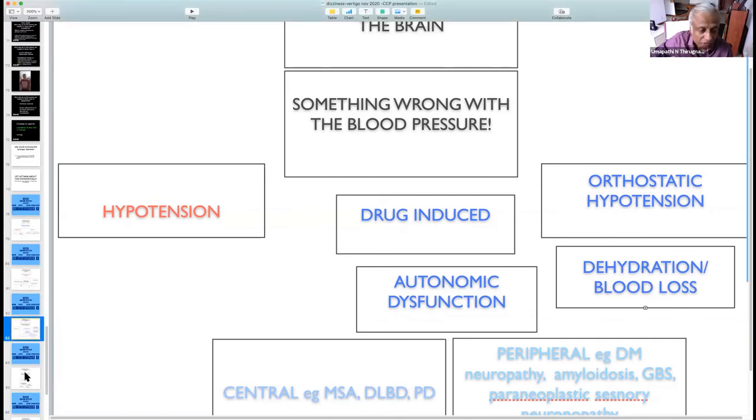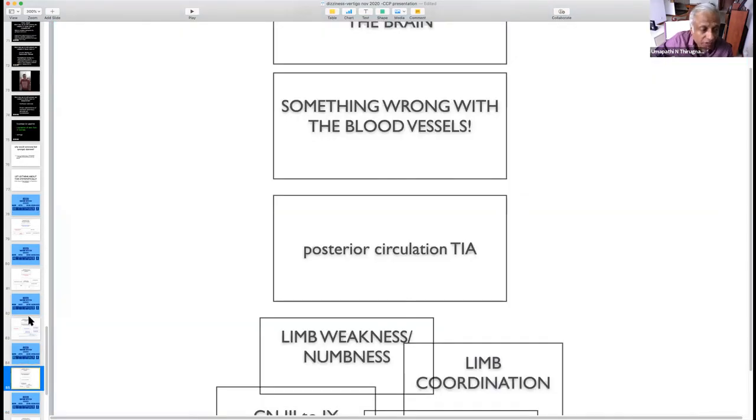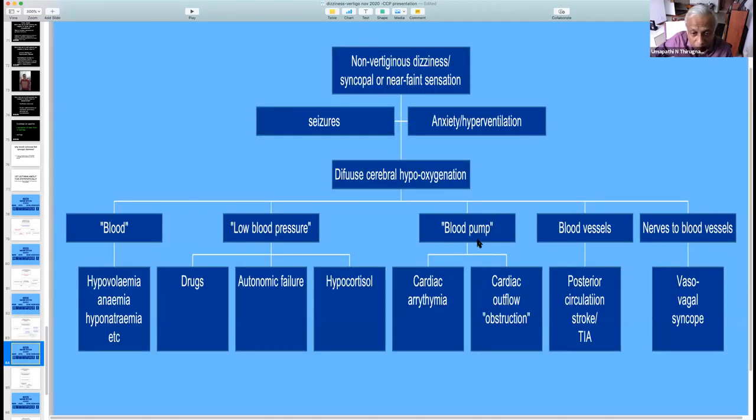Now, finally, if we have gone through all of this and the pump is normal, the blood is normal, the blood pressure is normal, perhaps it is the blood vessels that are abnormal. This is not common because, as you know, blood vessel abnormalities often present with TIA. They don't present with a syncopal episode because we have four blood vessels to the brain, two carotid arteries and two vertebral arteries, and they join together to form a circle of Willis. So very rarely do they present with syncope.